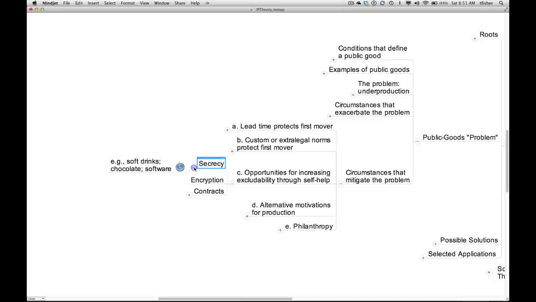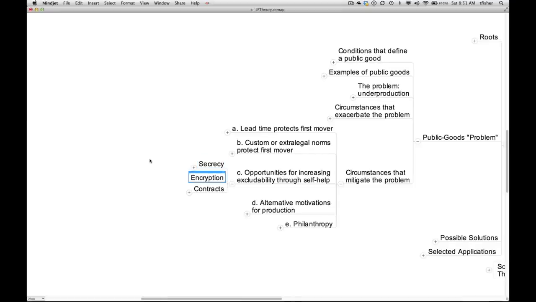Encryption is a modern analog to secrecy. In some contexts, innovators nowadays are able to impede reproduction of copies of their innovations by encasing each copy in a technological wrapper of some kind. Think Blu-ray disc. I'll return to this strategy in just a minute. Yet another self-help technique relies on contracts.